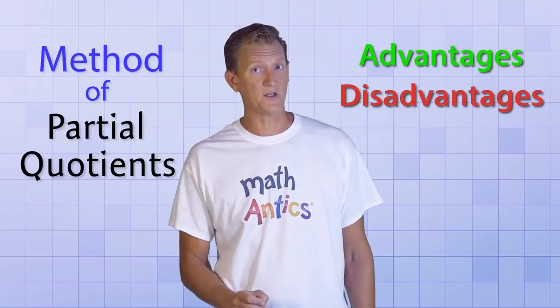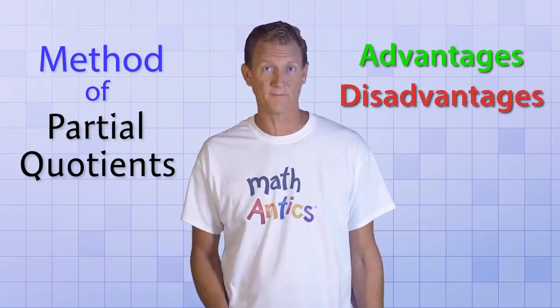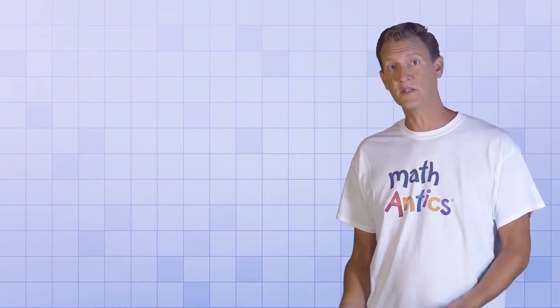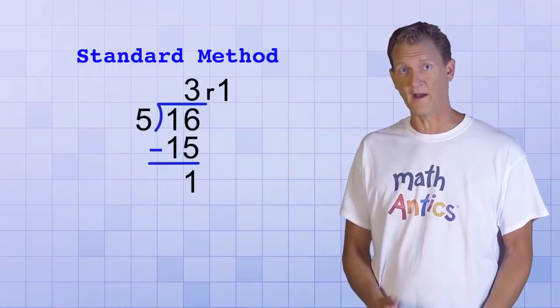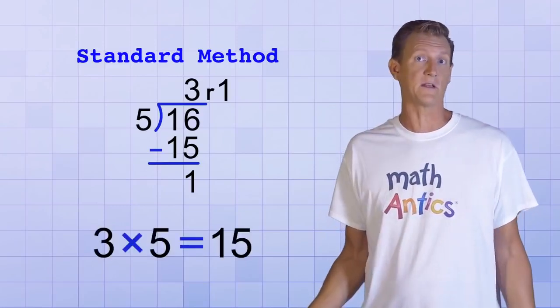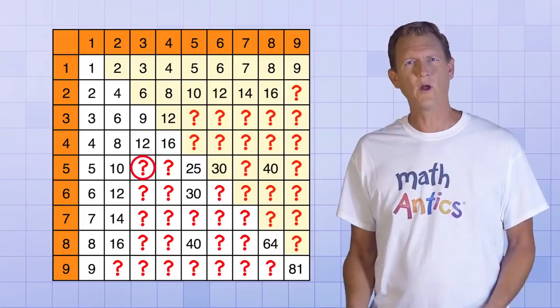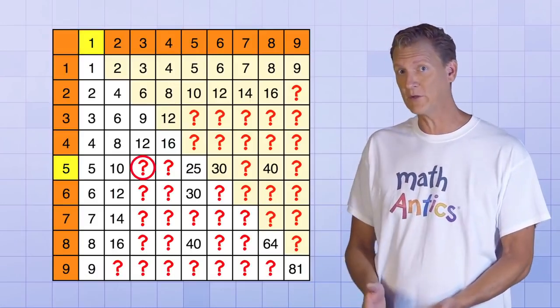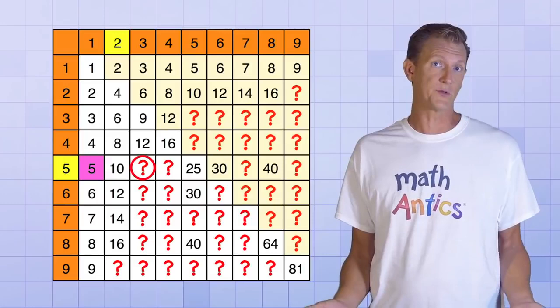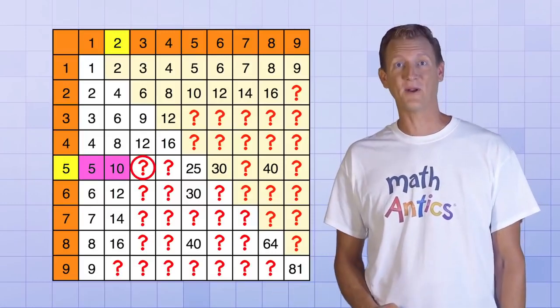One of its main advantages is that you don't need to know a lot of different multiplication facts to use it. For example, when we use the standard method to divide 16 by 5, it really helped us out to know that 3 times 5 equals 15. But what if we hadn't memorized that multiplication fact yet? What if we only knew that 1 times 5 equals 5 and that 2 times 5 equals 10? With the partial quotients method, that would be enough to get us the right answer.